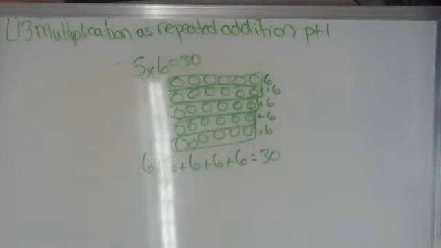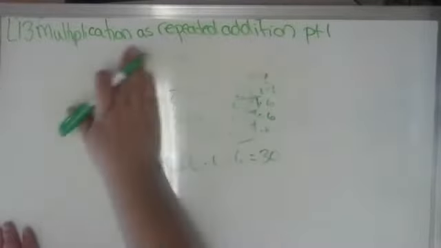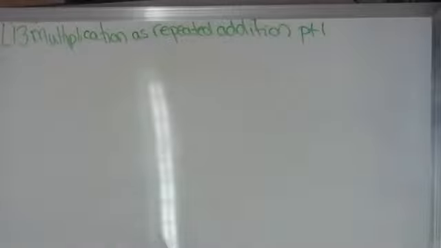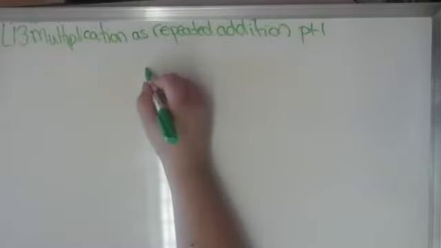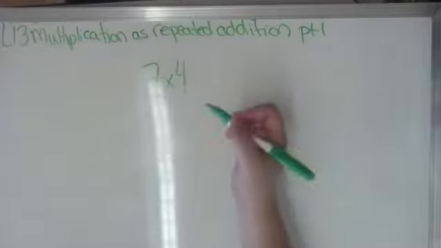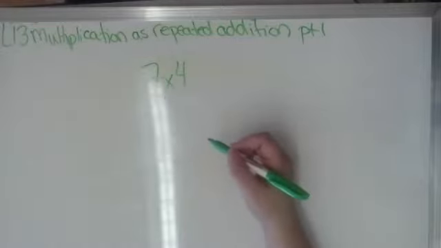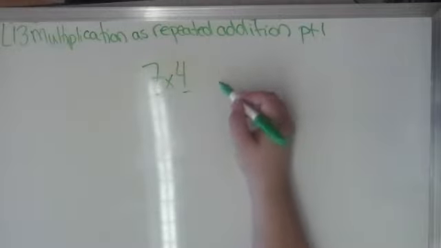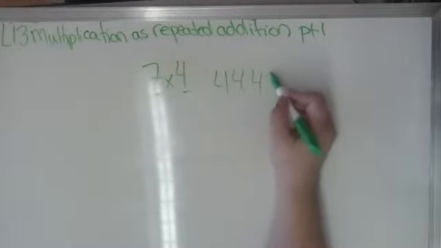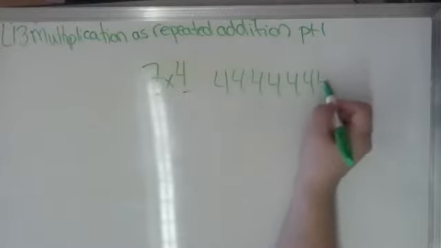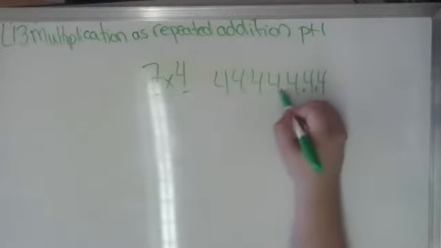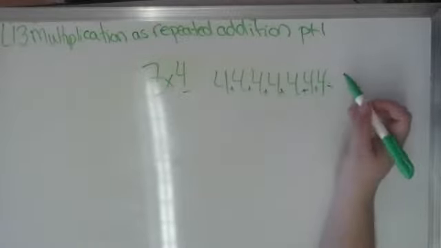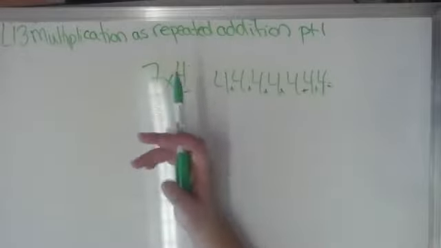Okay, let's look at another one together. If you were given the multiplication problem 7 times 4, and you were told to put that into repeated addition, well, you can do this one of 2 ways. You can do 7 groups of 4, so 1, 2, 3, 4, 5, 6, 7, and then put your addition signs in. Or you can switch them around, and do 4 groups of 7.